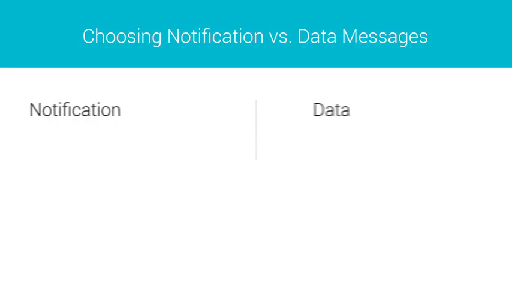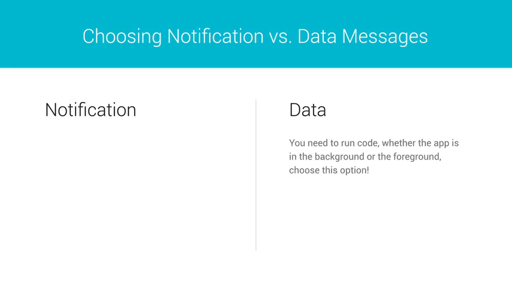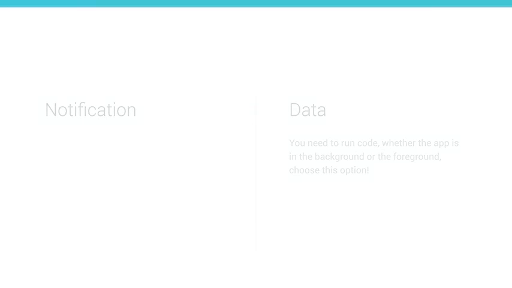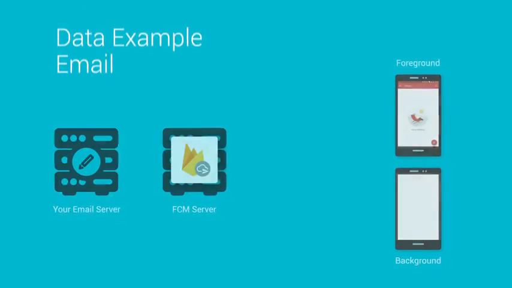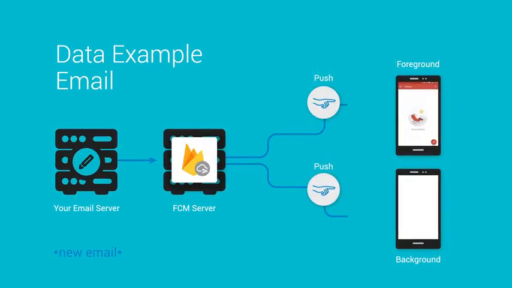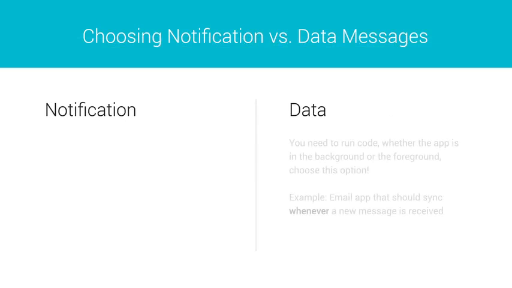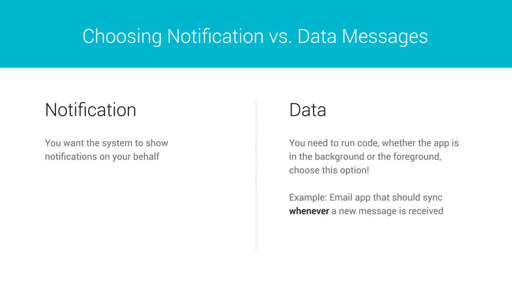So if you find yourself ever building a server and you need to decide what type of FCM message to send, you can follow these tips. If you're going to need to run some code, whether the app is in the background or the foreground, you should use a data message. For example, let's say that you want to trigger an email sync whenever there's a new email. A data message could do just that. Now, if you'd like the system to show notifications on your behalf, use a notification message. Note that you can optionally run some code, but only if the app is in the foreground.